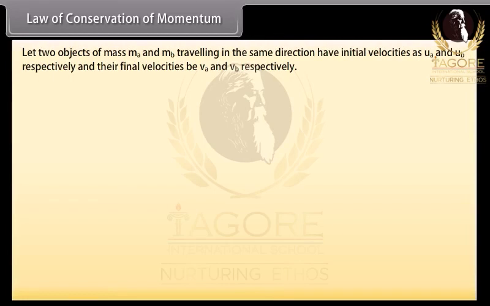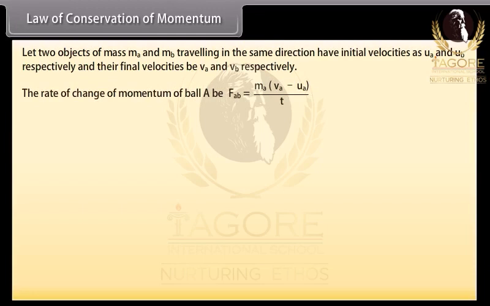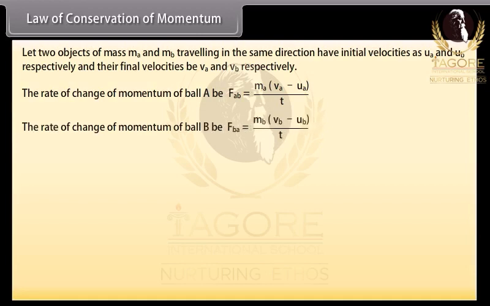Let two objects of mass mA and mB, traveling in the same direction, have initial velocities uA and uB respectively, and their final velocities be vA and vB respectively. The rate of change of momentum of ball A, FAB, is equal to mA into (vA minus uA) upon t. The rate of change of momentum of ball B, FBA, is equal to mB into (vB minus uB) upon t.